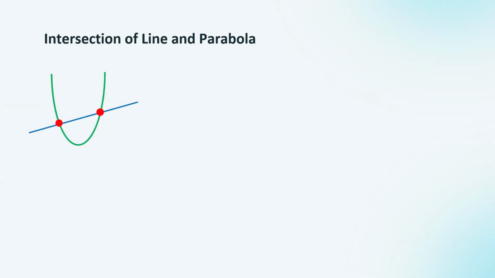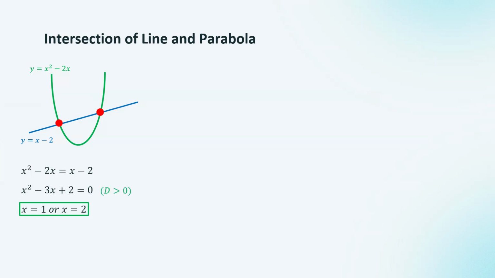So let's say that we have this first case where a line intersects a parabola in 2 points. Let's say the parabola has a function of x squared minus 2x and the line is y equals x minus 2. If we want to find the intersection points, we can equate the functions and then factorize them so we have 2 x values. If we find its discriminant, we know the discriminant will be positive as well. So we can conclude that if D is positive, we will have 2 intersection points.